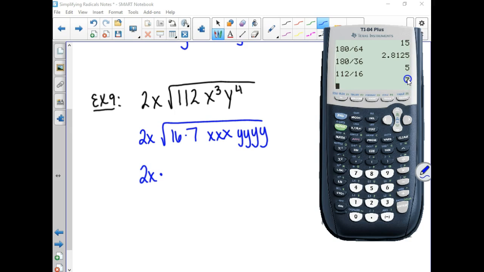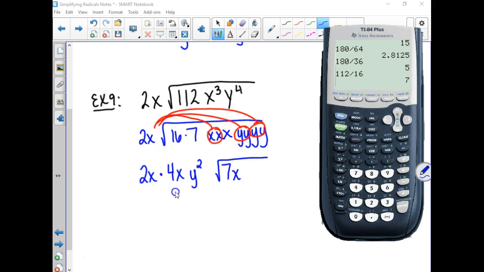So the square root of 16 is 4. 7 we cannot take the square root of, so it stays on the inside of the square root. I've got these two x's are going to try to get out. So I'll have one x that makes it out. This one right here stays on the inside. Then I've got 2 pair of y's that try to make it out. But we know if they try to make it out, only one of them is going to make it. So we'll get y squared here. Now we can combine this stuff that we have here. So 2 times 4 is 8. We'll have 8x squared y squared times the square root of 7x.